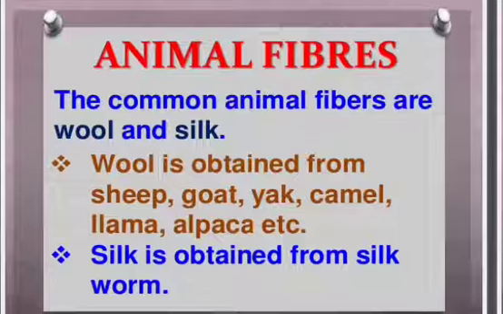As we have heard, fiber is obtained from two sources, plants and animals. So firstly we are going to learn about animal fibers. The common animal fibers are wool and silk. Wool is obtained from sheep, goat, yak, camel, llama, alpaca, etc. Silk is obtained from silkworm. So these are the animal fibers, wool and silk, which are obtained from animals and silkworm.